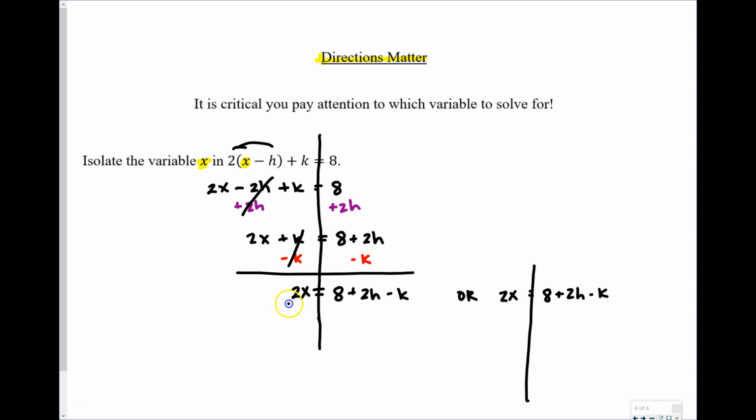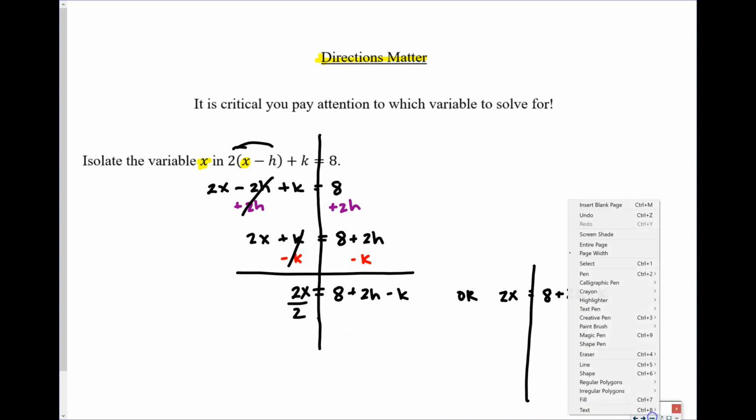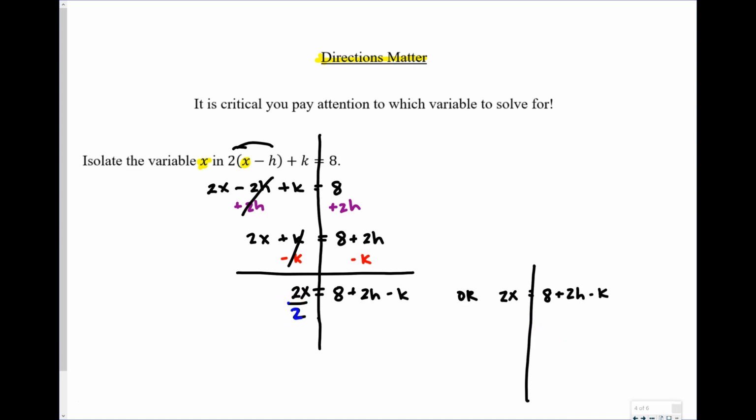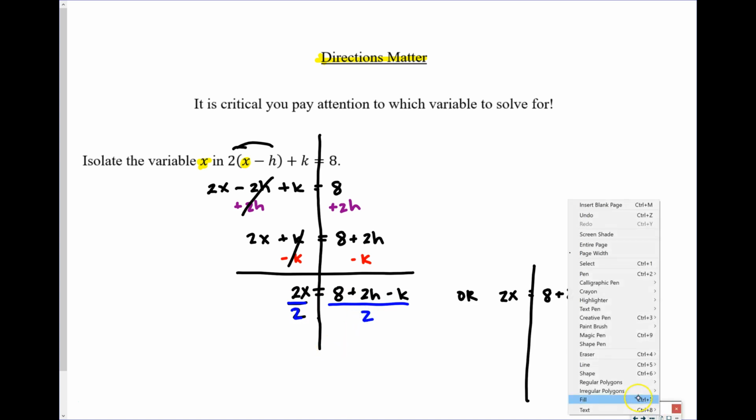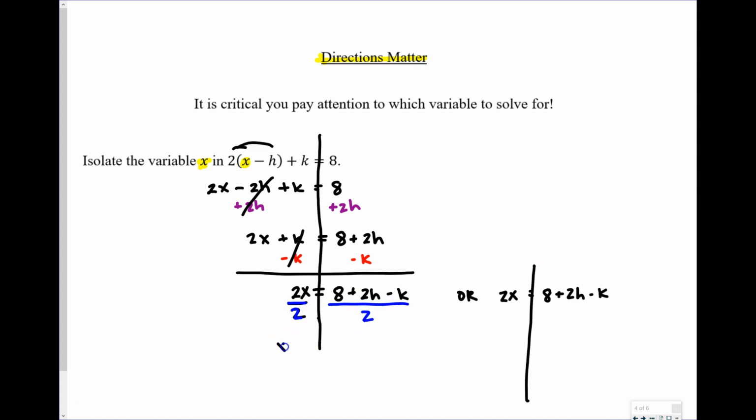The first option is to just divide everything by 2 as a whole. What I mean by that is I'm dividing everything by 2, and you just do that. And you say that your final answer is x equals 8 plus 2h minus k, all over 2, and you're done. Okay, that's one way to finish this problem.